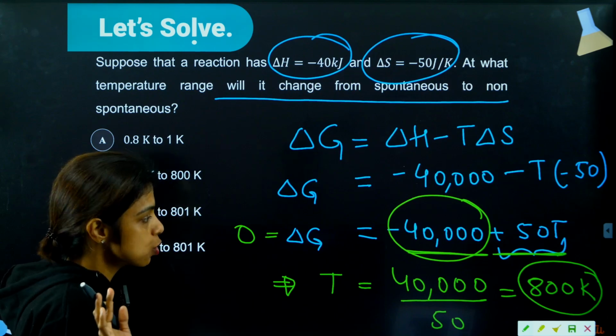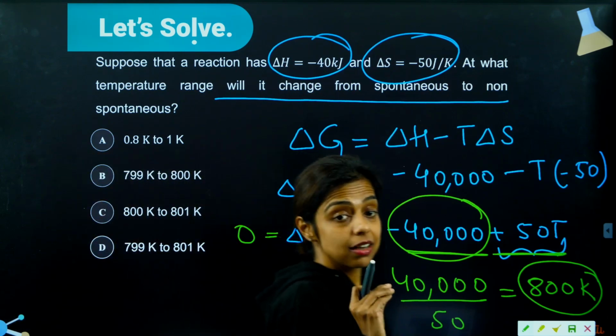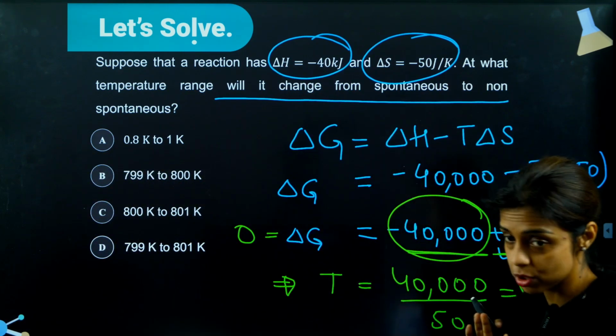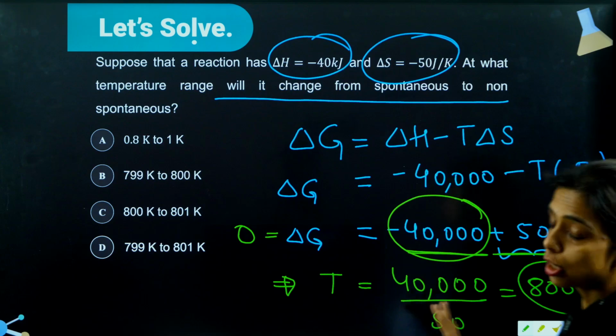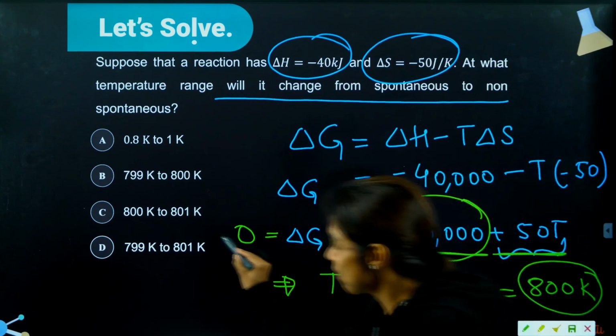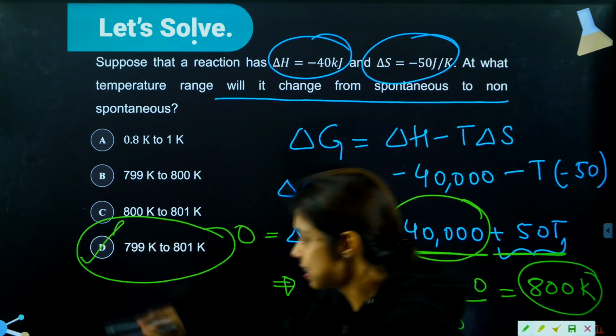Right, guys? So you are supposed to check the range. So if the temperature is 800, that is the boundary condition. So below 800, the reaction will be spontaneous. Above 800, it will be non-spontaneous. So I will choose my answer as D, right?